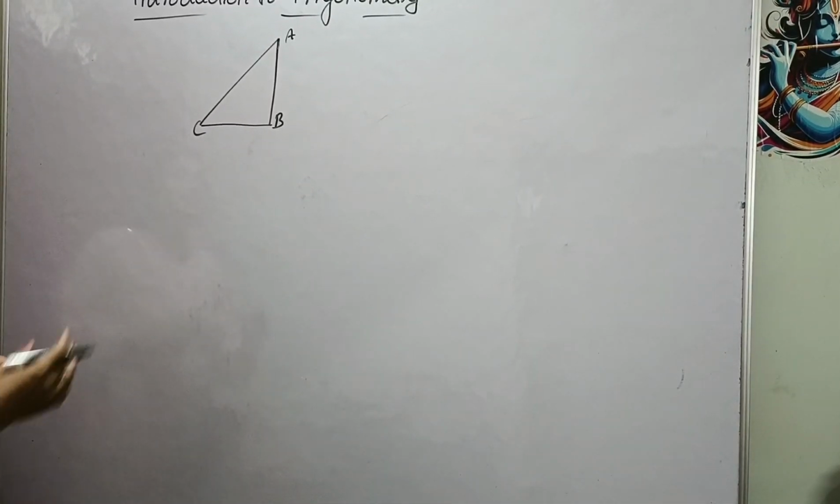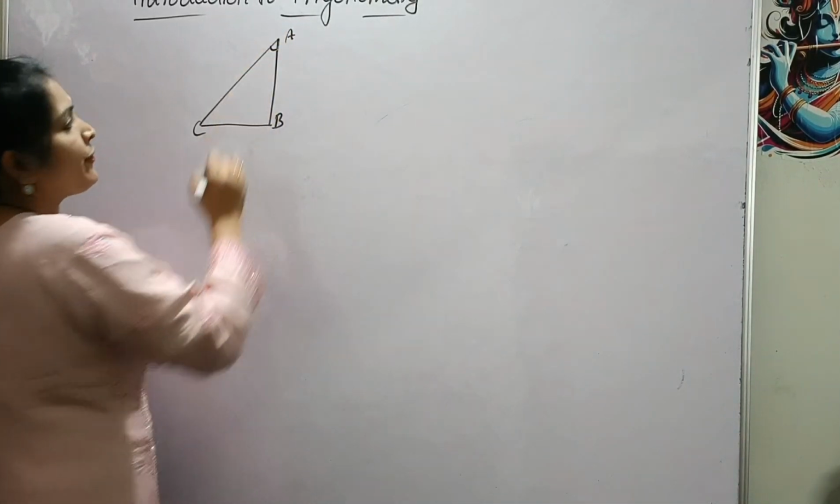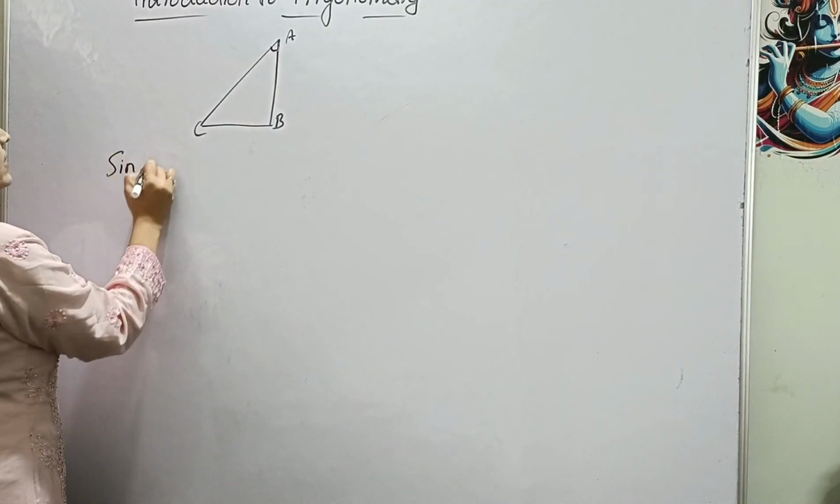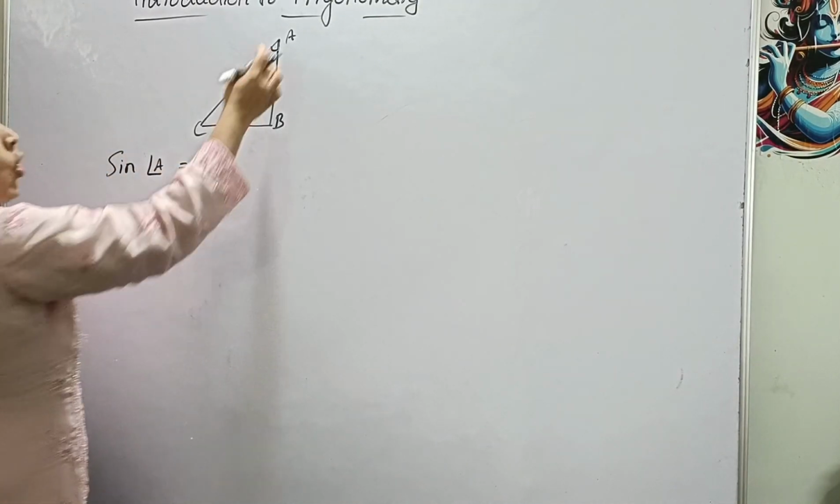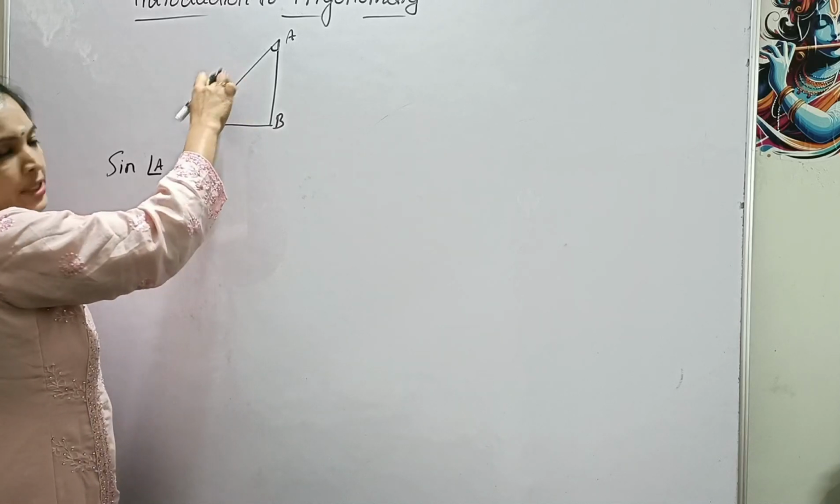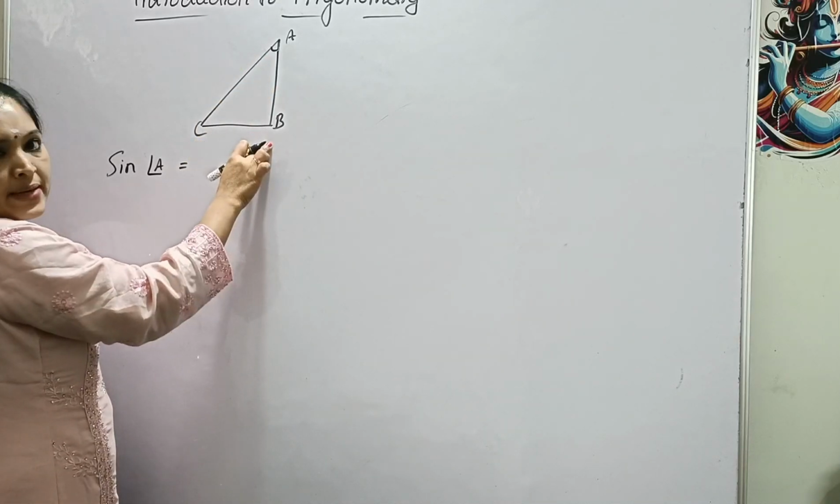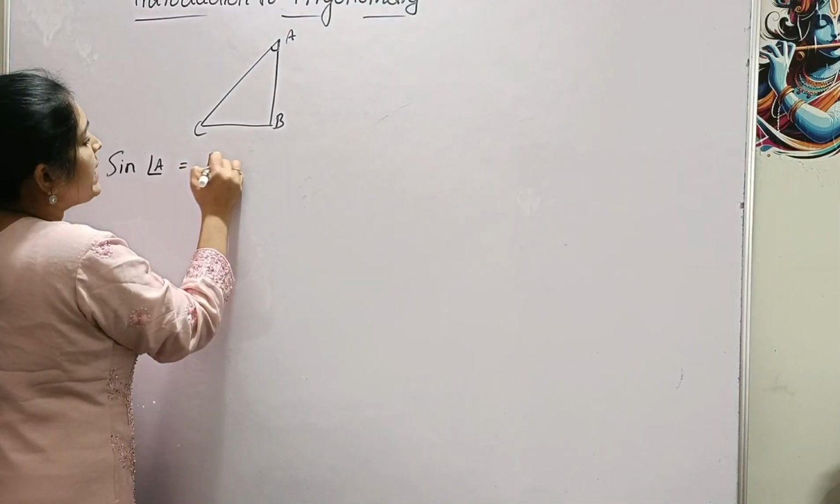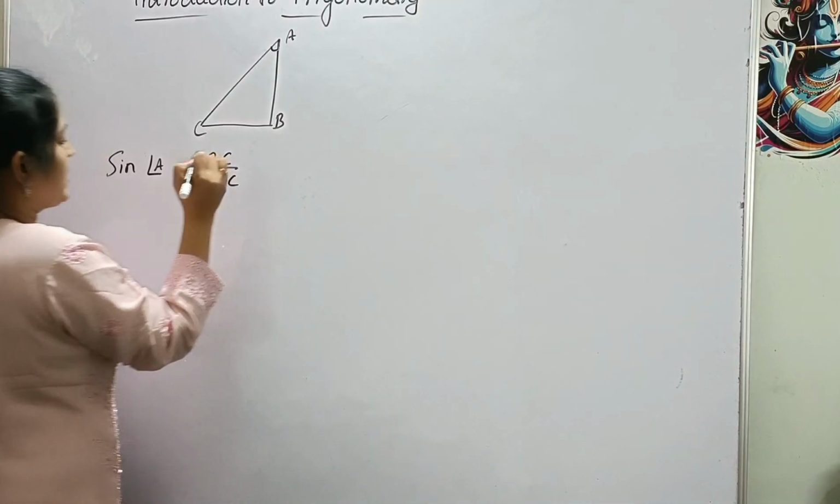Next we consider angle A. Let's refer to angle A. Then what is sine A? Sine A is opposite side divided by hypotenuse. Here the opposite side is BC and the hypotenuse is AC. So BC divided by AC.